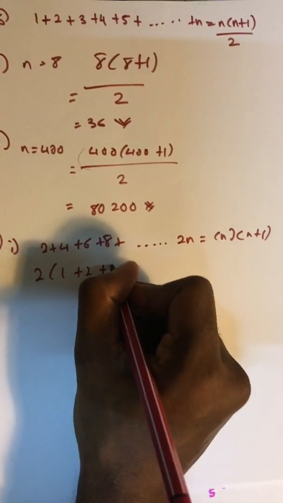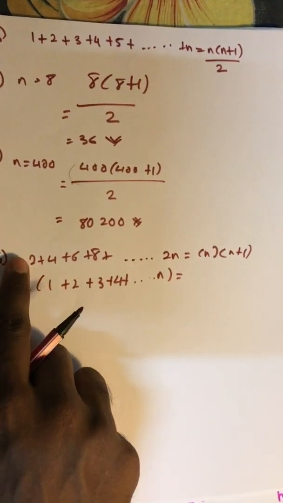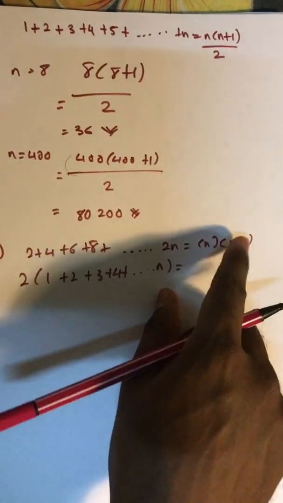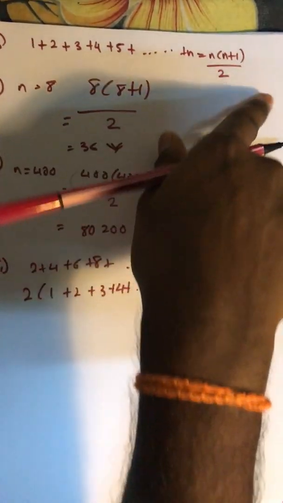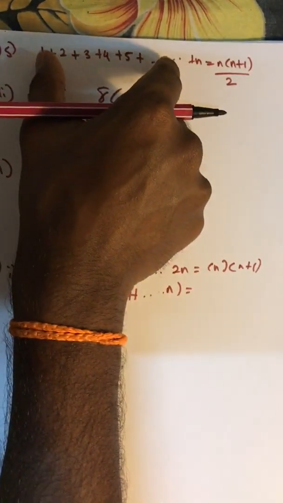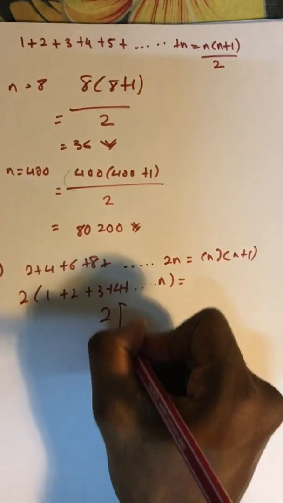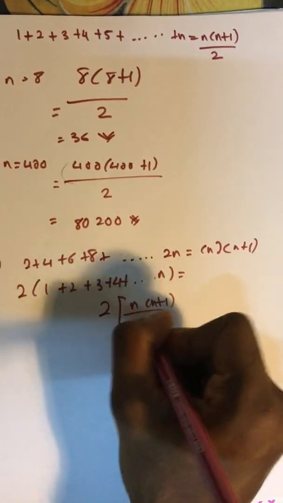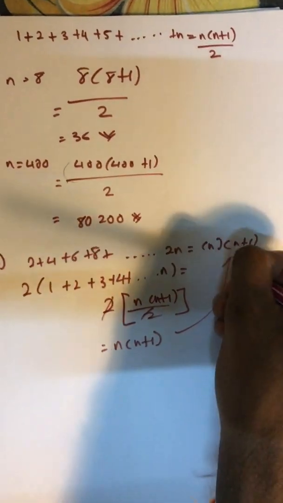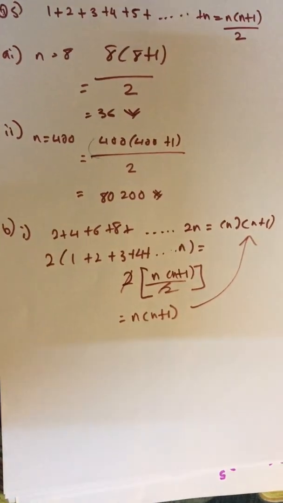I can write it this way, no problem: 2 times 1 is 2, 2 times 2 is 4, 2 times 3 is 6, 2 times 4 is 8, all the way to 2 times n, which is 2n. That means how we get this formula is actually 2 times this formula. This one is a modification from here: we times 2 the formula up here, 2 times n bracket n plus 1 over 2. So the 2 and 2 cancel, and you get n bracket n plus 1. So you have proven this formula. That's B1.